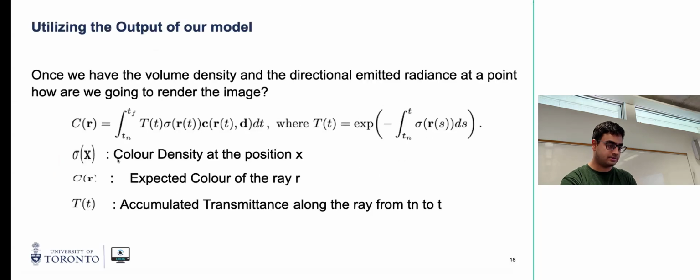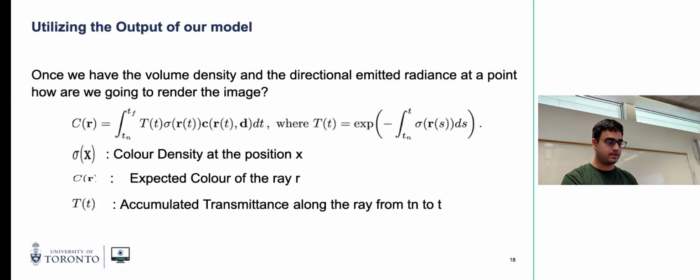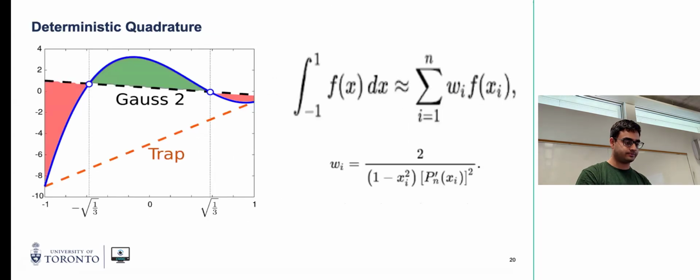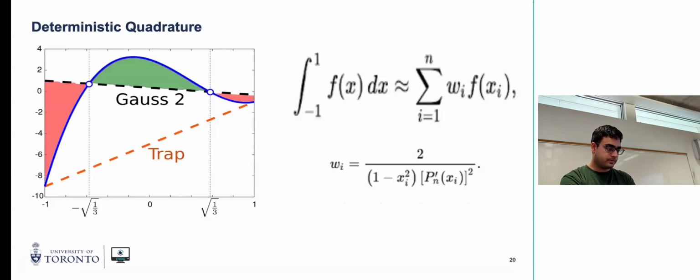Now our goal is to try and approximate this integral. In order for us to approximate this integral, we can use two methods. One is known as deterministic quadrature, and another is known as stratified sampling. Deterministic quadrature involves something known as Gaussian quadrature, which involves using intervals, weights and points selected from those intervals.